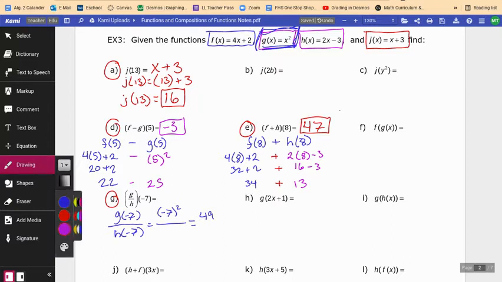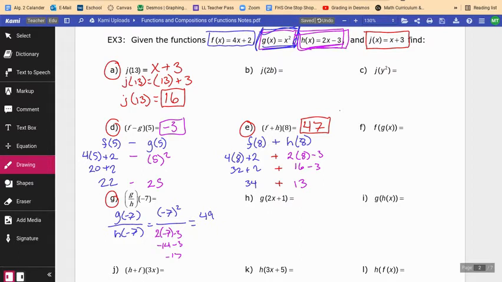And then for h, it's 2x minus 3. So we have 2 times negative 7 minus 3, which gives me what? Negative 14 minus 3, negative 17. So 49 divided by negative 17. Let's see if that simplifies. And it doesn't, so we can just leave it as negative 49 over 17. If you wanted to convert it to a decimal, it comes out to about negative 2.88.